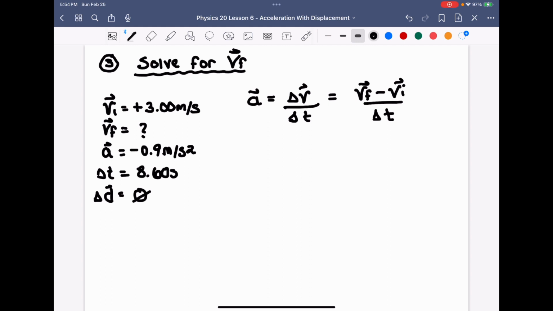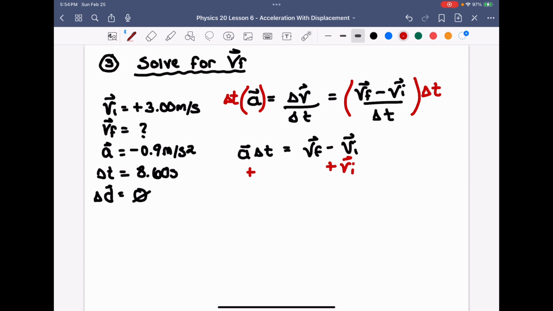Now, if I want to isolate this for acceleration, we're going to start by multiplying out change in time. So I multiply both sides of the equation by change in time. This gives me acceleration times change in time is equal to VF minus VI, and not VI squared, VI with the vector symbol. I'm going to add VI to both sides, and therefore I'm going to get the following. VF is equal to A times T plus VI.